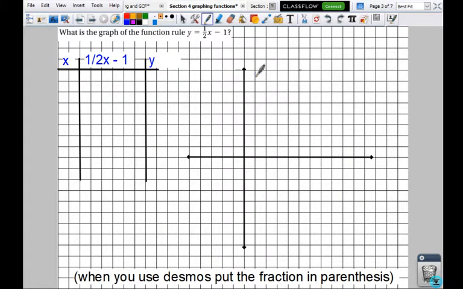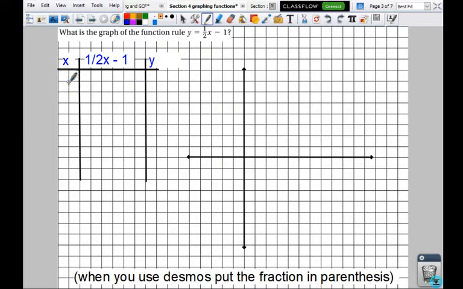So for our next one, same type of thing, but this time we're going to do y equals 1/2 x minus 1. Looks pretty hard. So when we do these, same thing like before, we're going to pick some x's. We're going to plug them into our equation here to find our y.